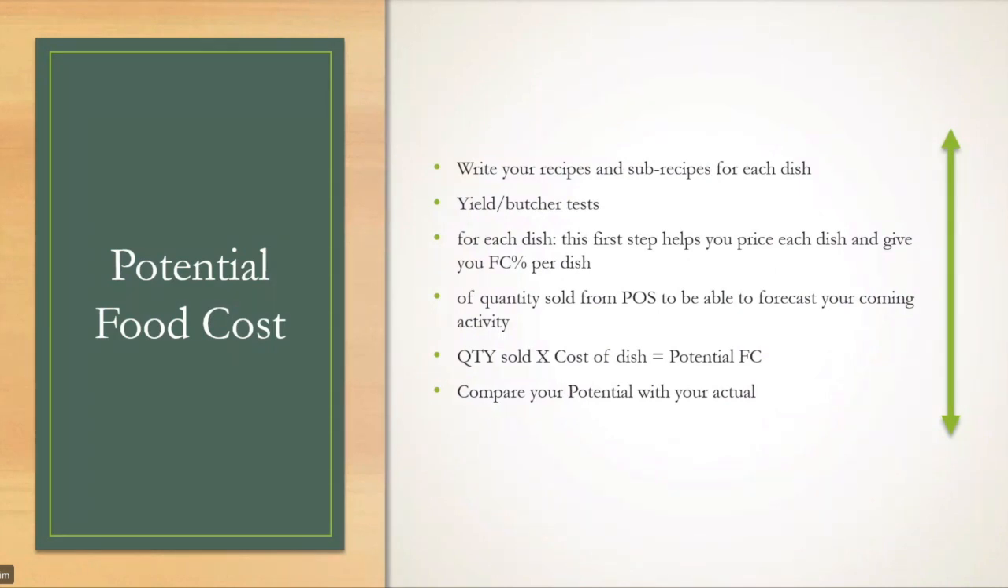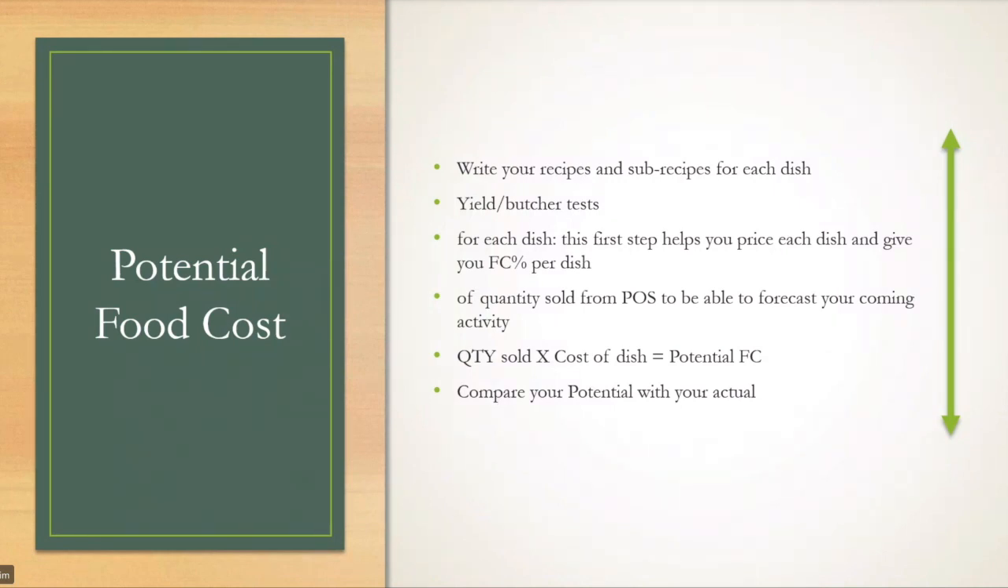So potential food cost, how do you do that? Basically, you write your recipes first and sub-recipes for each dish. For example, if you have multiple items on a dish, you have the sauce and so on. You're doing that, and you have the yield, the butcher test. The butcher test is what we did before. What I've explained is the AP and EP, so as purchased and the actual amount that you can use.